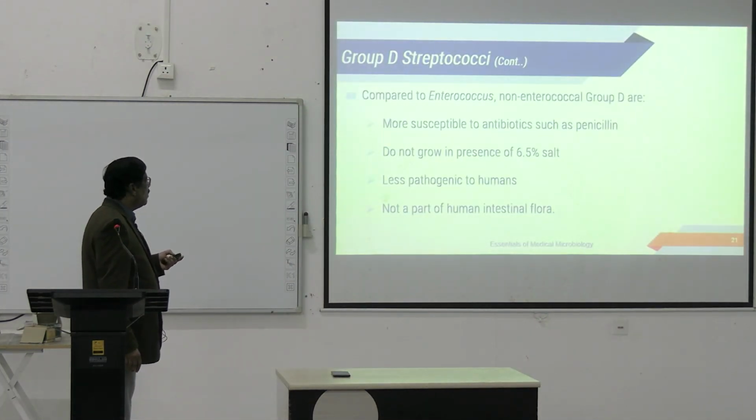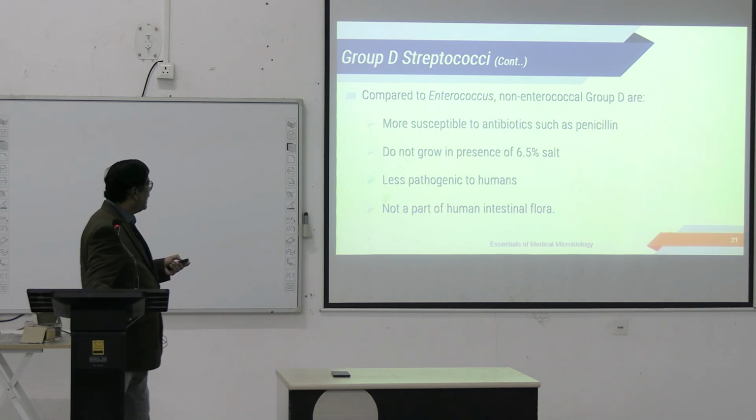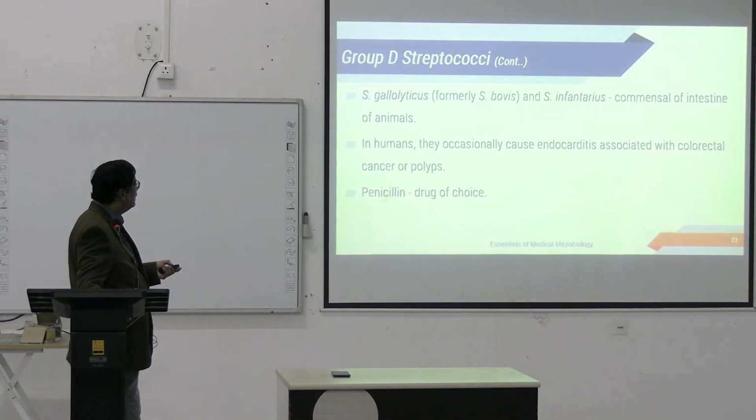Compared to Enterococcus, the non-Enterococcal group D are more susceptible to antibiotics such as penicillin, because the Enterococcal group are resistant to this group of drugs. They do not grow in presence of 6.5% salt, are less pathogenic to humans, and are not a part of the intestinal flora, the other group.